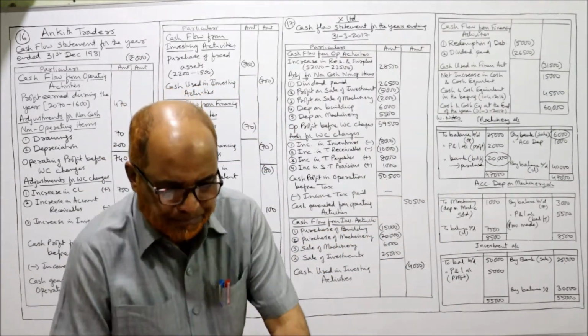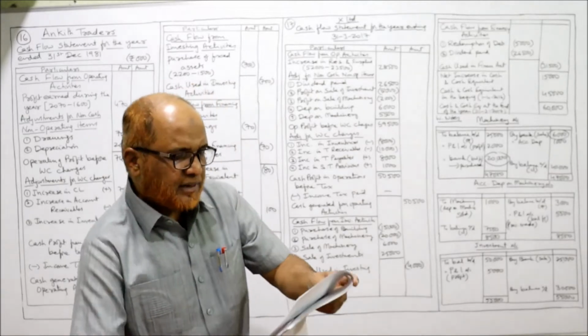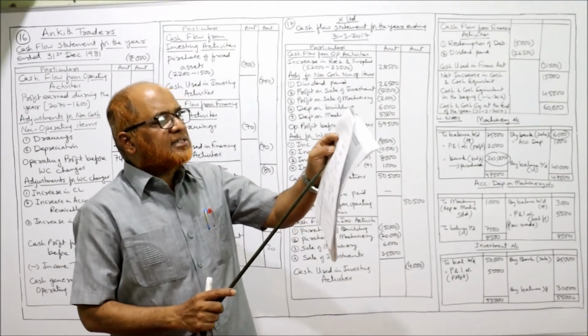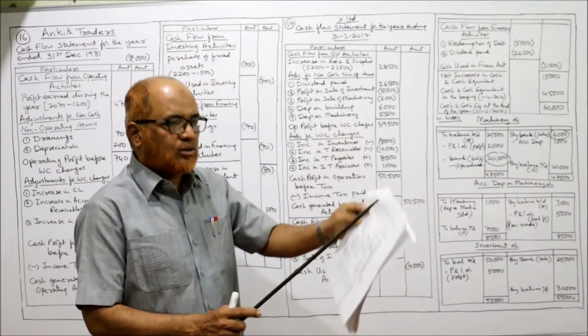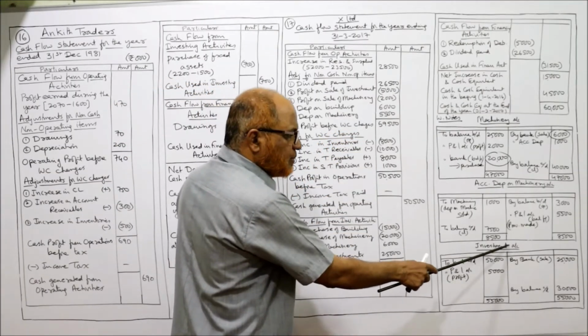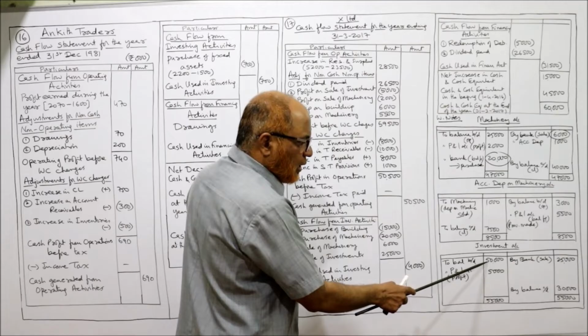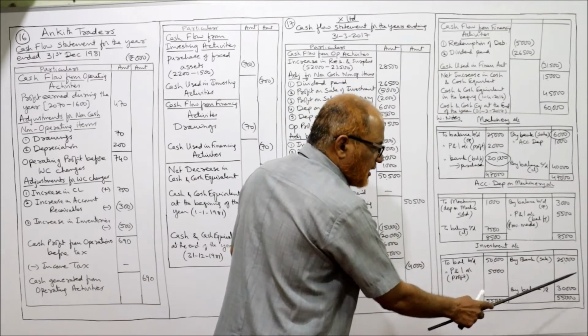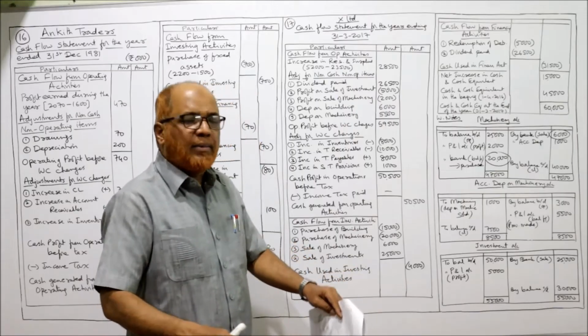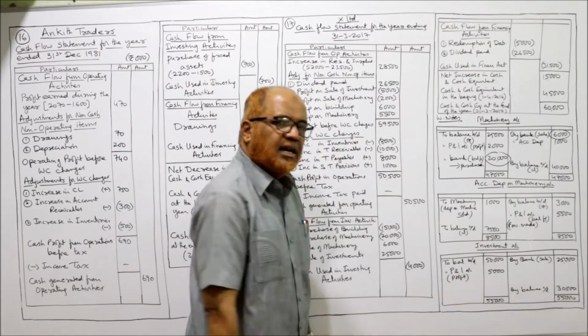Now investment, you see. In the balance sheet it is given non-current investment 50,000 last year, current year 30,000. So I have opened the investment account: to balance brought down last year 50,000, and by balance carried down current year 30,000. The opening balance is on the debit side, the closing balance on the credit side.